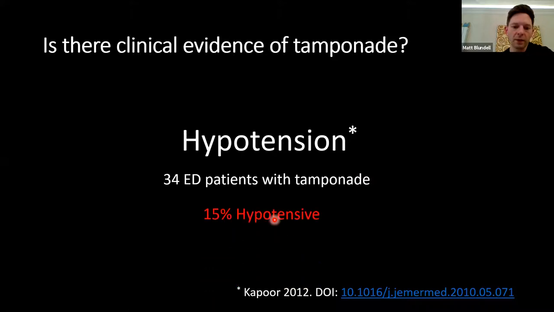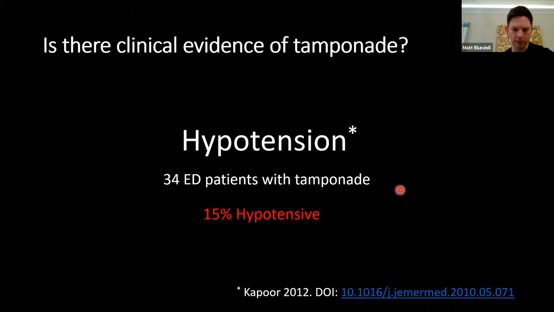Of these, actually only 15% were ever hypotensive. 50% were normotensive and 35% were actually hypertensive, presumably secondary to the sympathetic surge you get with whatever the underlying etiology was. Of these 15%, the majority of those that were hypertensive were actually traumatic pericardial effusions.